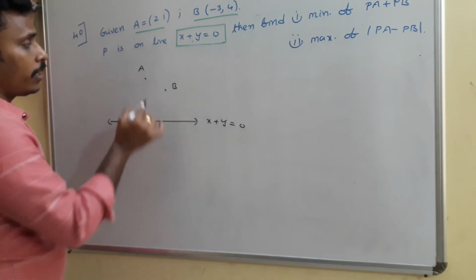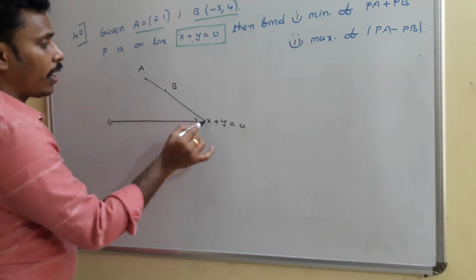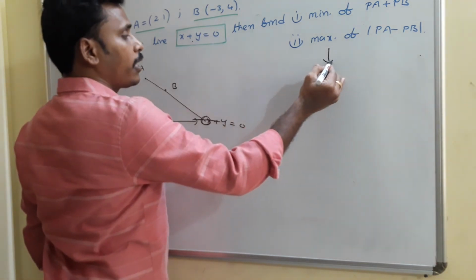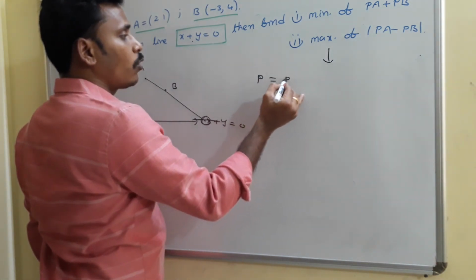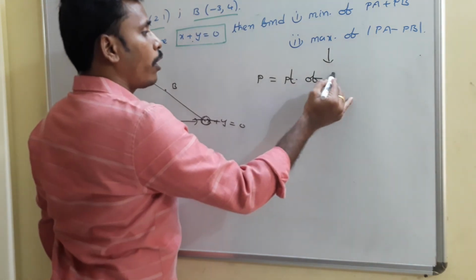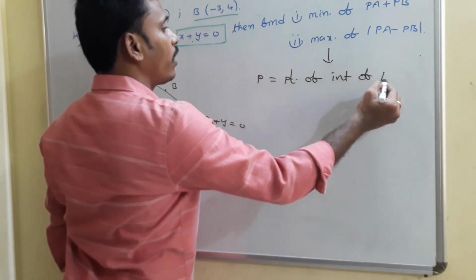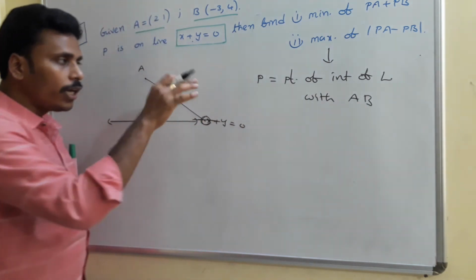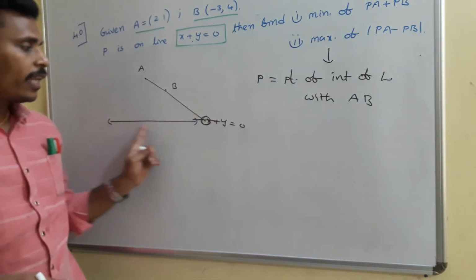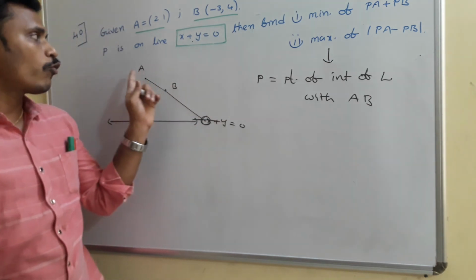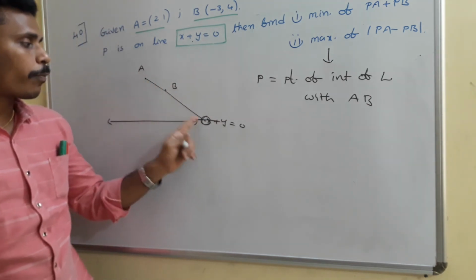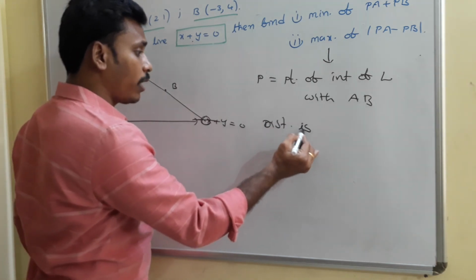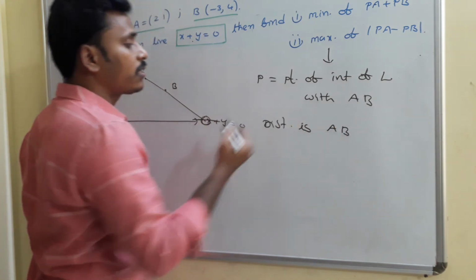For PA minus PB, just extend this AB, and the point of intersection of the line with AB is the required point. So the maximum of PA minus PB possible for P is, as I mentioned, the point of intersection of the given line with the line AB. The line equation L is there, then find the equation AB, and the common point is the point of intersection. That maximum distance is the distance between A and B.